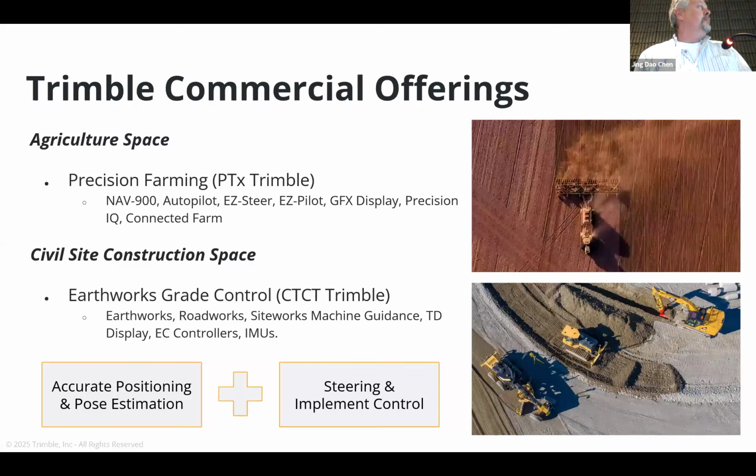Trimble is a commercial company, and they have commercial offerings both in the agriculture and civil spaces. If you Google any of these product names, you will find these types of automation products in these different industries. I have the pleasure of being able to work across these industries, and I often compare and contrast agricultural problems with civil construction problems. At the end of the day, it boils down to Trimble products that provide accurate positioning and pose estimation, and marrying that with steering and implement control. And that produces operator guidance and efficiencies and execution in the field.